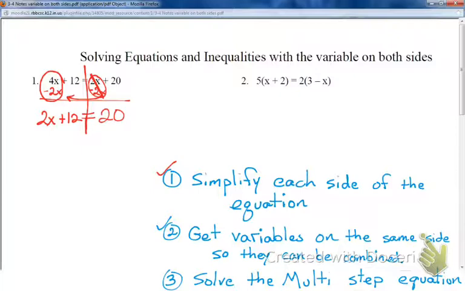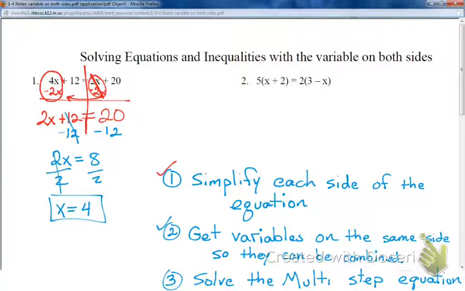We've already learned how to solve a two-step or a multiple step equation, so we are going to subtract 12 on both sides, giving me 2x equals, what is that, 8, and last step would be to divide by 2, x equals 4. So that is how example number 1 is done.